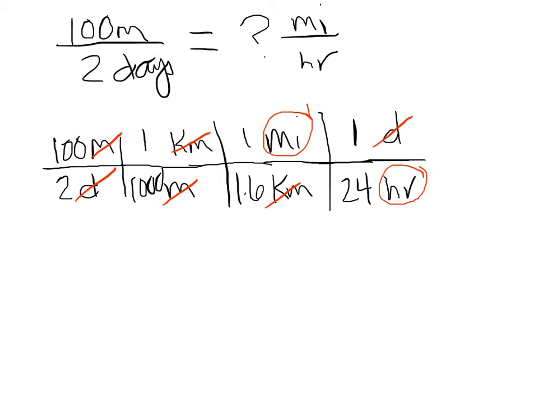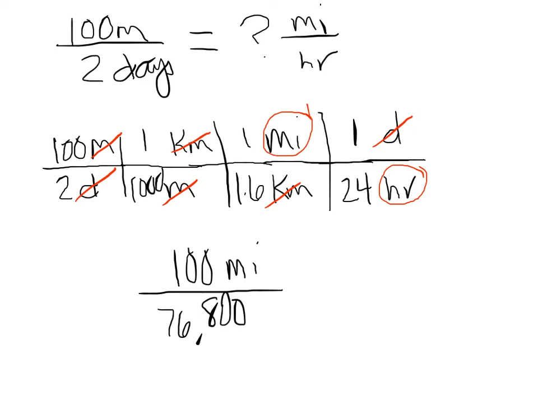Okay, so from here I go ahead and I multiply across the top, and I'm going to write that down in here. Then I'm going to multiply across the bottom, and I'll write it down below that. So 100 times 1 times 1 times 1, that's easy. So I'm left with 100 miles on the top. And then I've got 2 times 1,000 times 1.6 times 24, which equals 76,800. And I can't forget the unit, which is hours. I write that on the bottom. 100 miles per 76,800 hours.